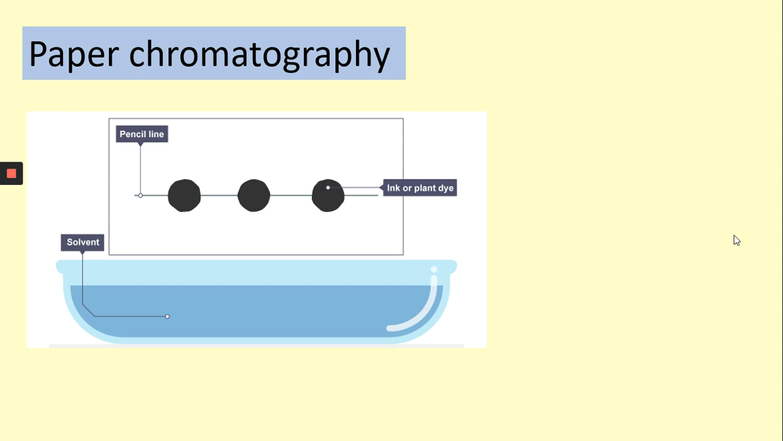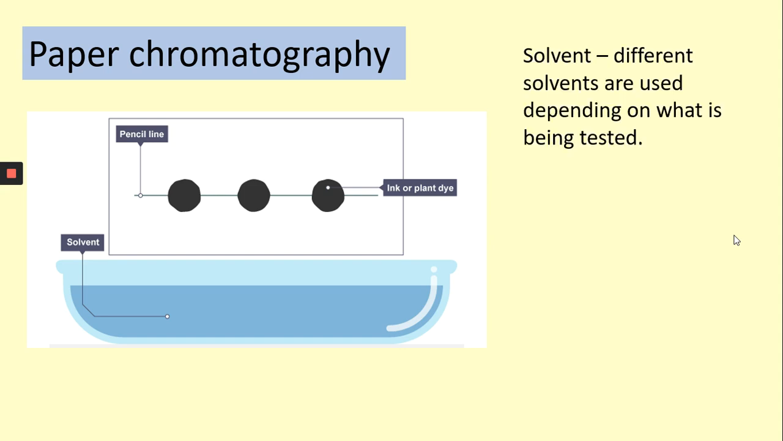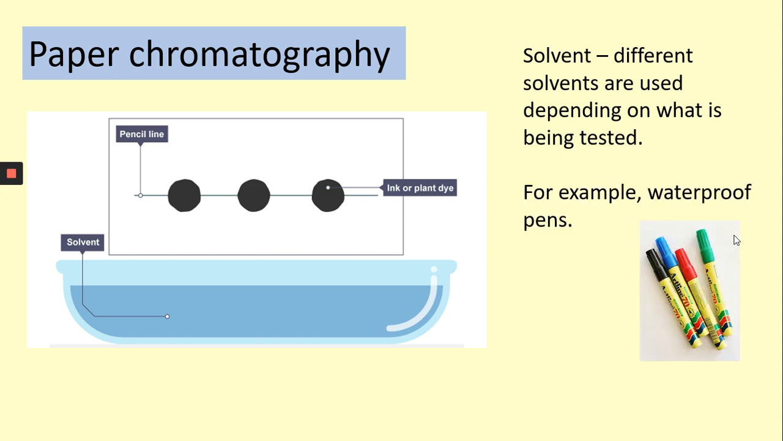So here we've got our filter paper with our pencil line and our dots, and we would have put it in a solvent. What solvent we would have used would depend on what we are actually trying to investigate. So, for example, if I was going to look at waterproof pens, I would not use water as the solvent because the water would not be able to carry the ink as it is insoluble. So I might use ethanol as the solvent instead.